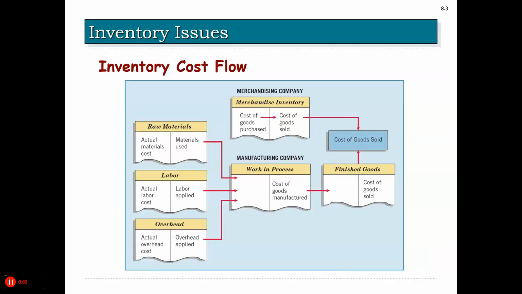If you're a merchandise company, everything goes into one account, inventory, and when you sell it, it goes to cost of goods sold. When you're in a manufacturing company, you buy goods into raw materials. Then as you use them, it goes to work in process along with labor and other costs. When you finish them, they go to finished goods, and only after finished goods do they go to cost of goods sold.